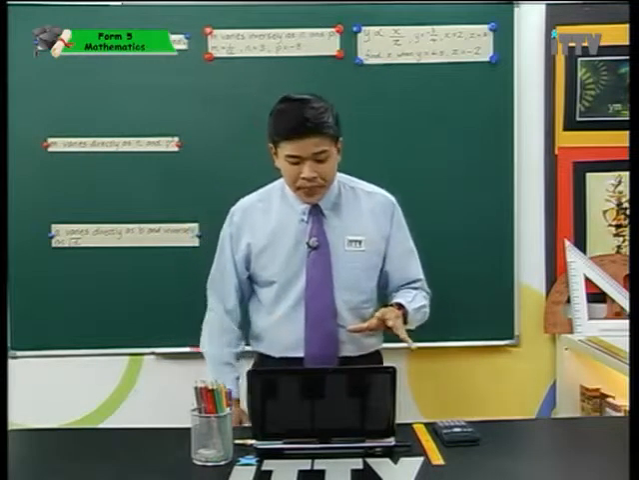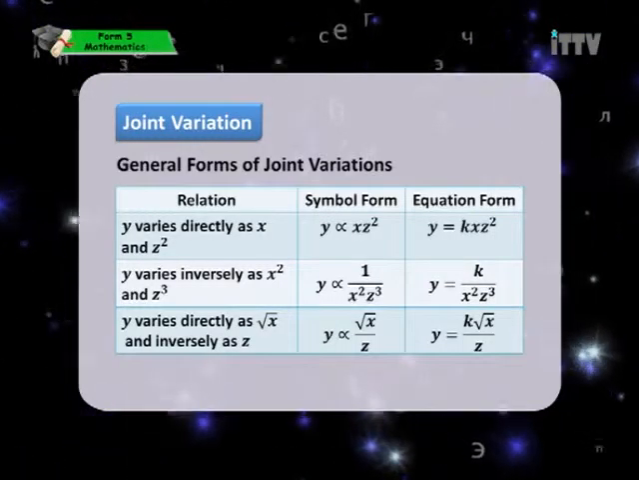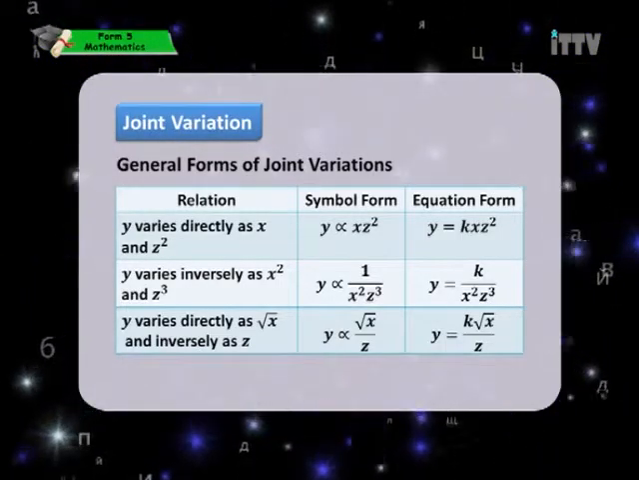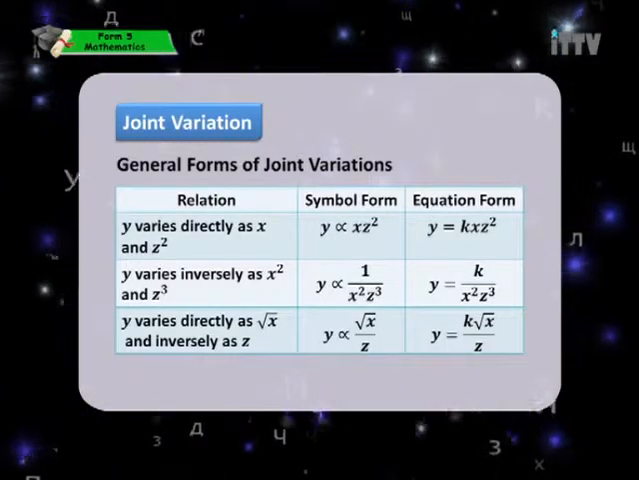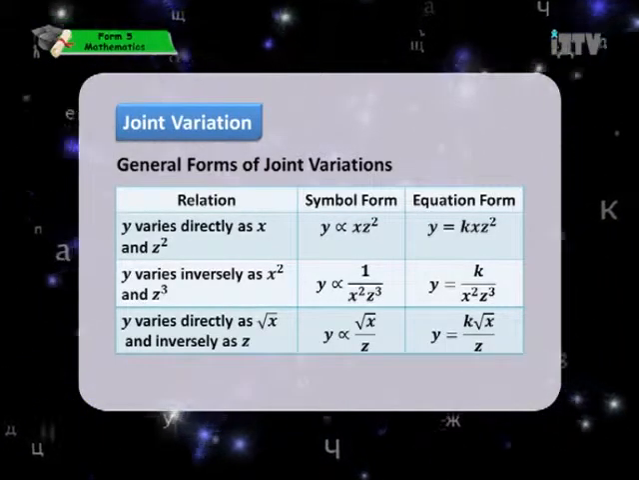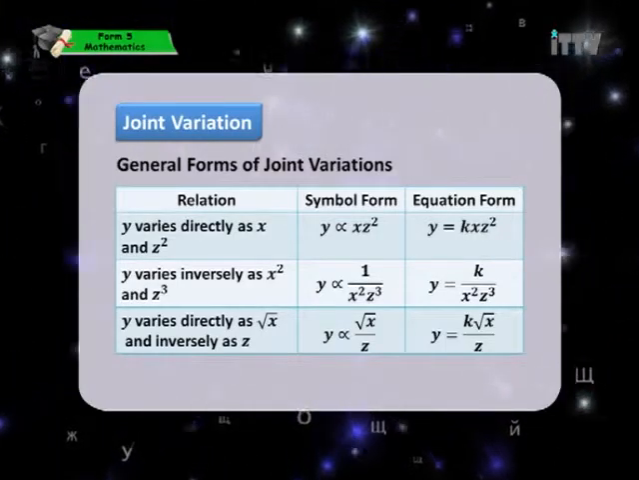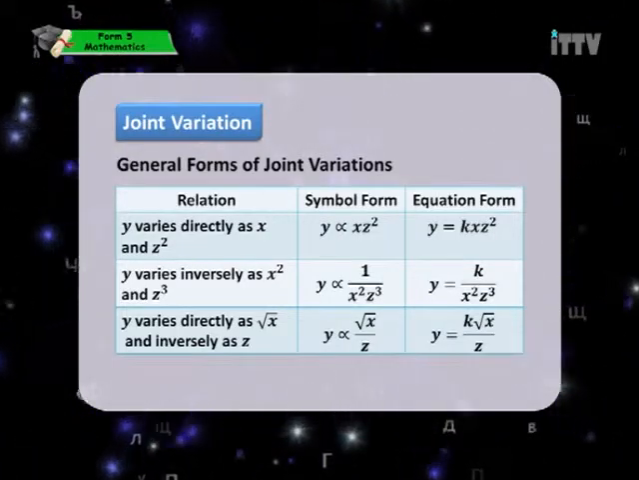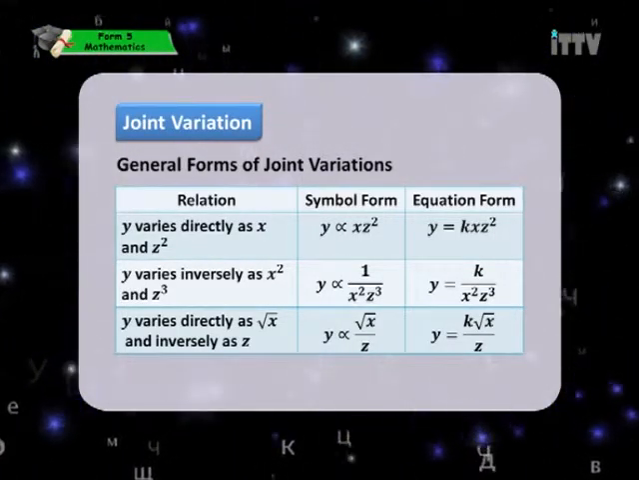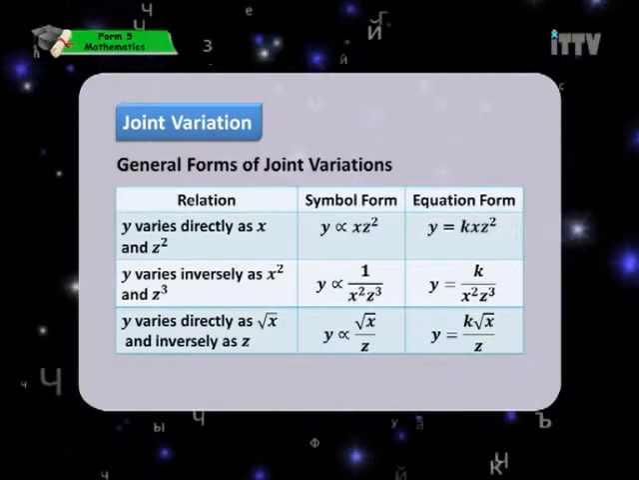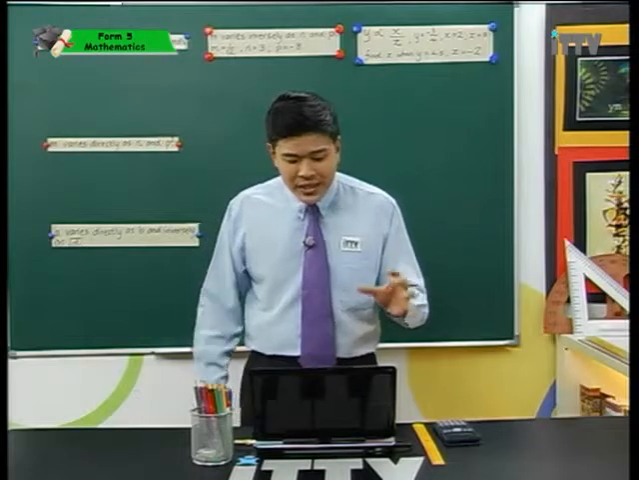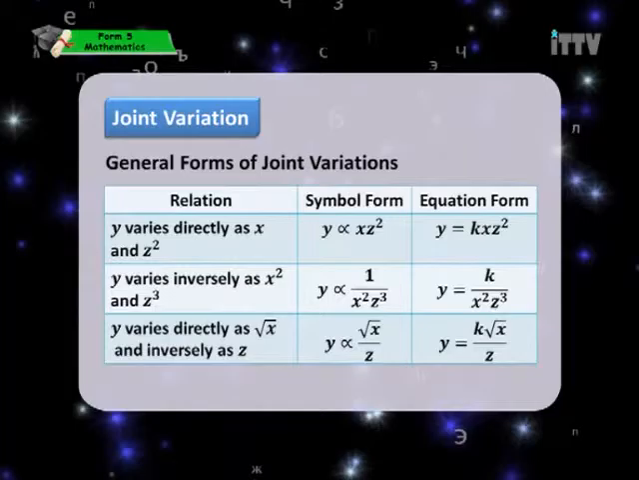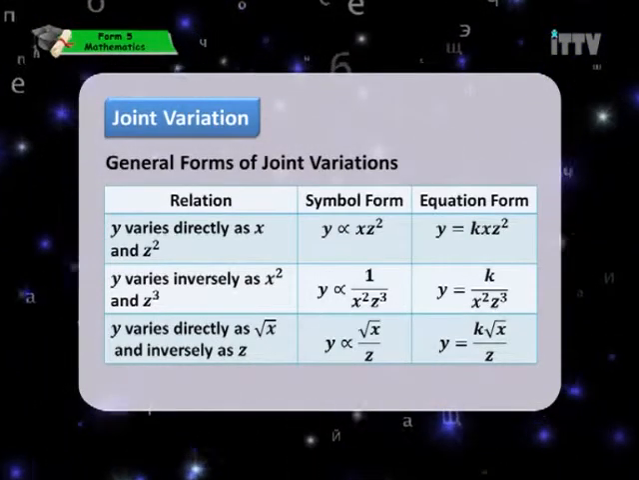Next relation. Y varies inversely as x squared and z cubed. Take a careful look at the structure of the sentence: inversely as x squared and z cubed. So it is made up of two inverse variations. How do we write them? In symbol form, y varies as 1 over x squared z cubed. So we put both of them together. I'll show you later on in some examples. In equation form, y equals k over x squared z cubed.